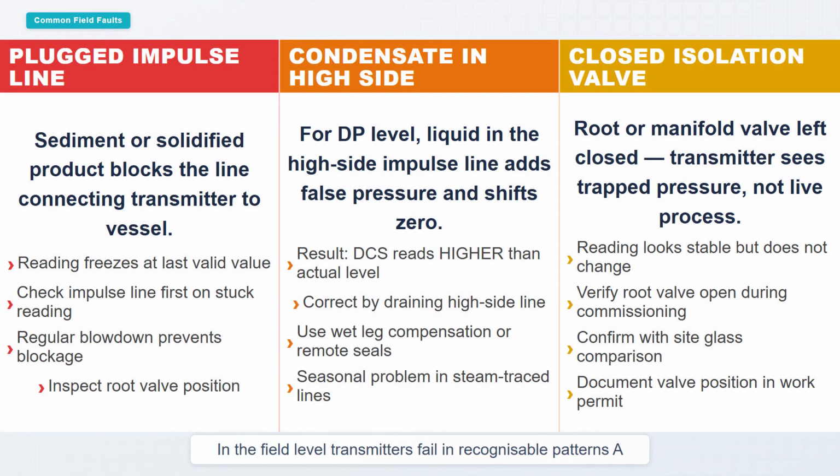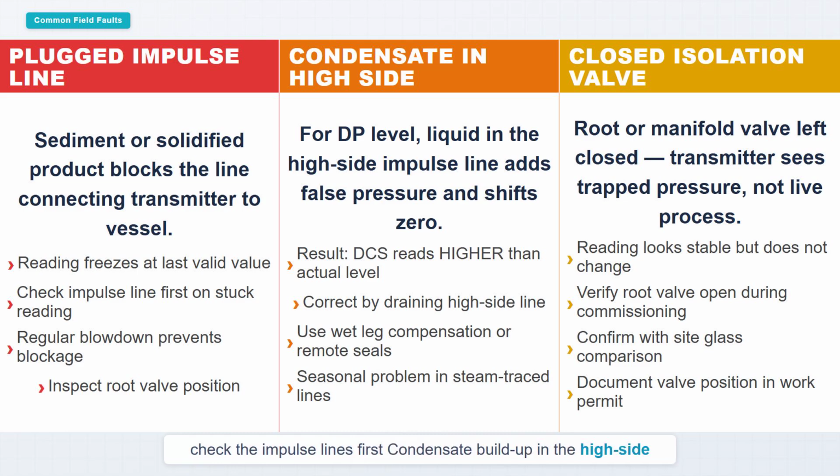In the field, level transmitters fail in recognizable patterns. A plugged impulse line is one of the most common problems. When the line connecting the transmitter to the vessel becomes blocked with sediment or solidified product, the transmitter reads a frozen or false value. A ruptured disc or isolation valve left closed can also produce a stuck reading. If the transmitter reads full or empty when the process is stable, check the impulse lines first.